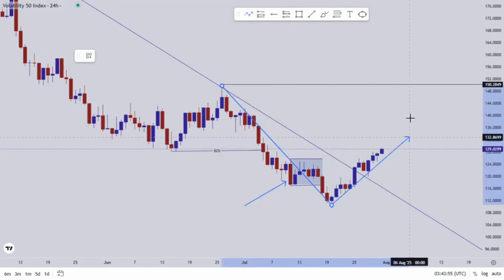We are still expecting, that's my personal expectation and order flow, still expecting this market to gravitate towards some of this imbalance here and drop down. But that is the overall bias. That's my overall thought process.